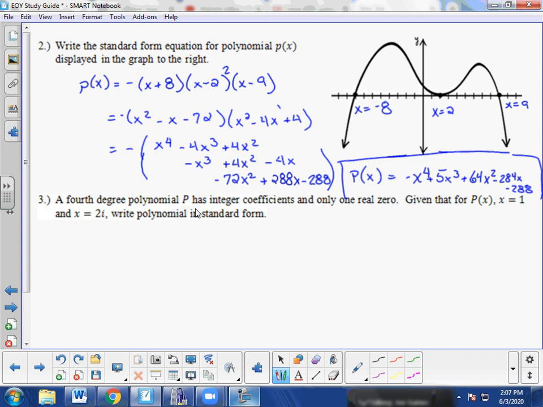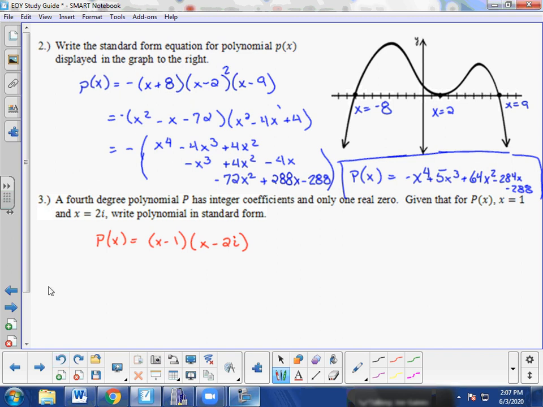So again, we're looking to write it in standard form. It's the fourth degree, so we know like the last one, our highest term is going to be a fourth power. It says it only has one real zero, only one, and it gives us these two zeros. So if we're given those two zeros, we know that p of x in this case is going to have a zero, x minus 1, corresponding with x equals 1, and a zero, x minus 2i.